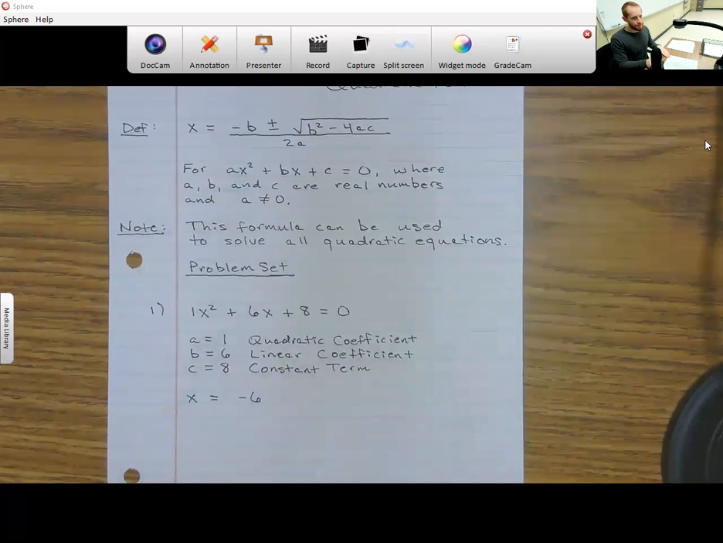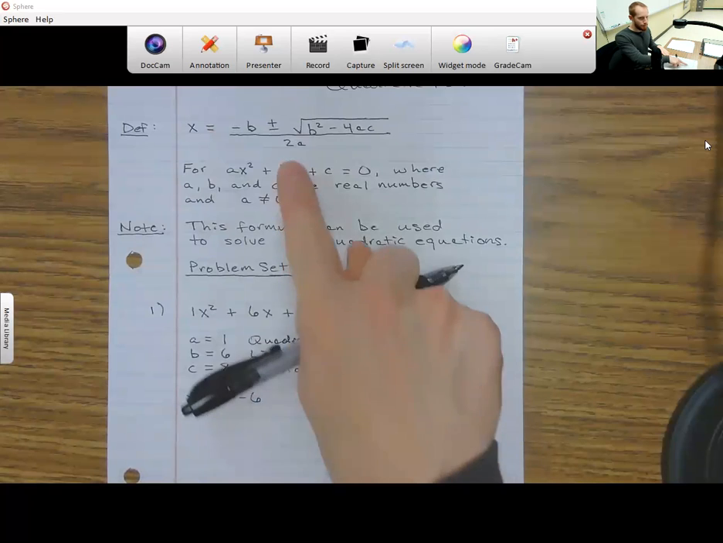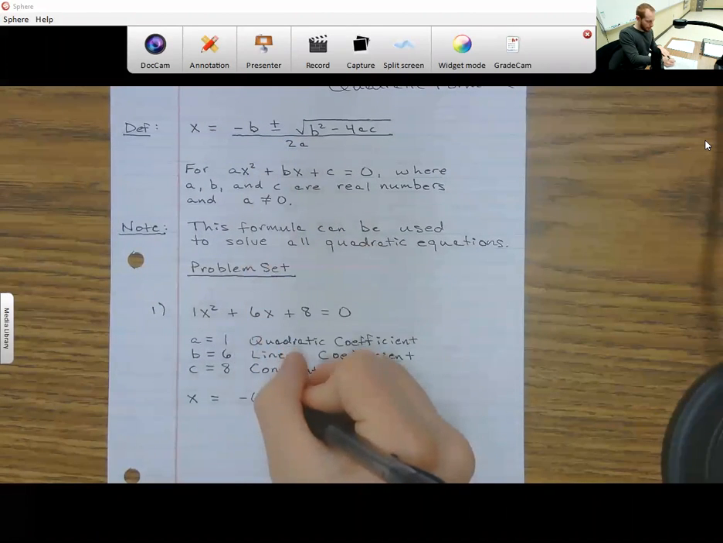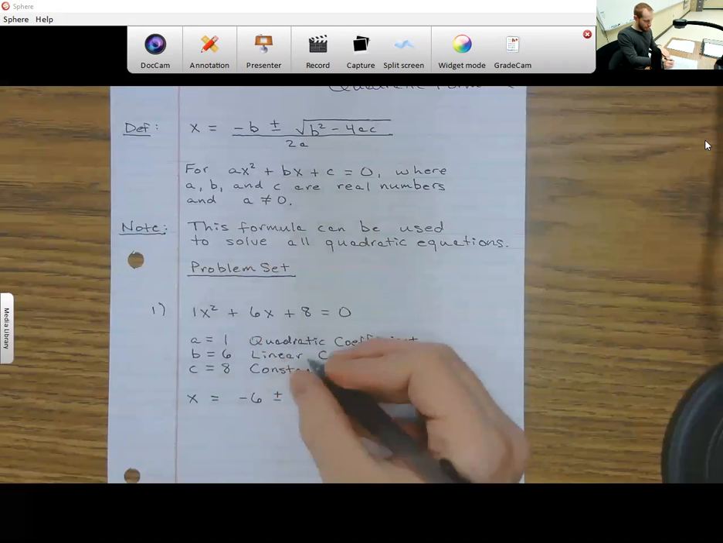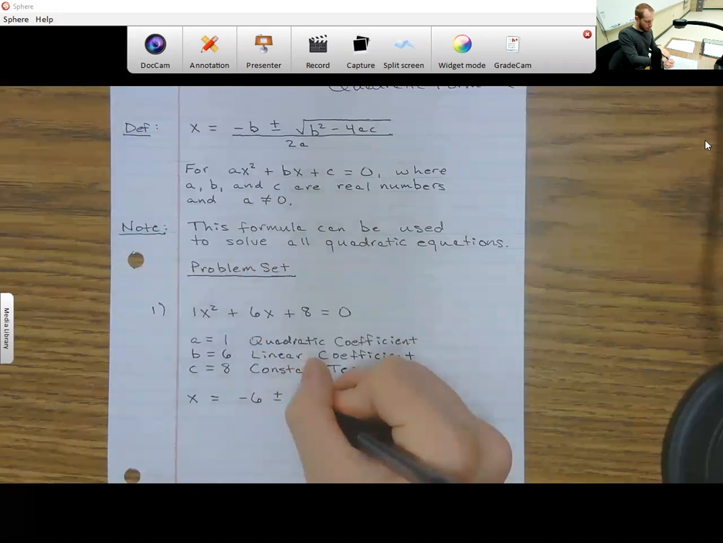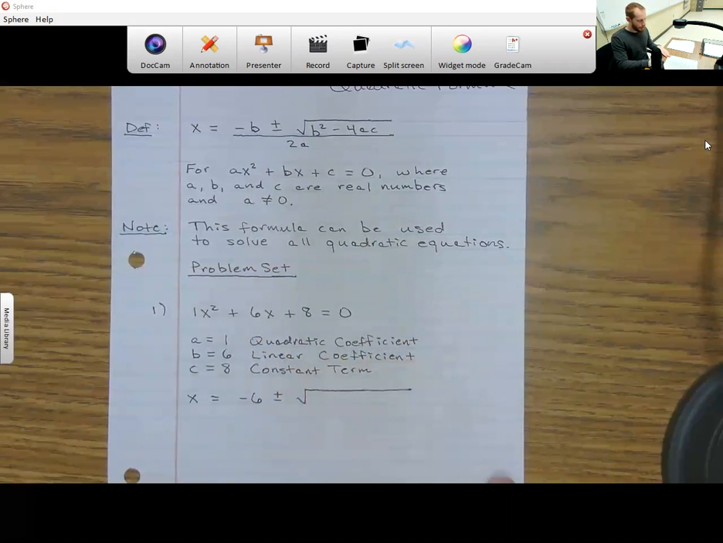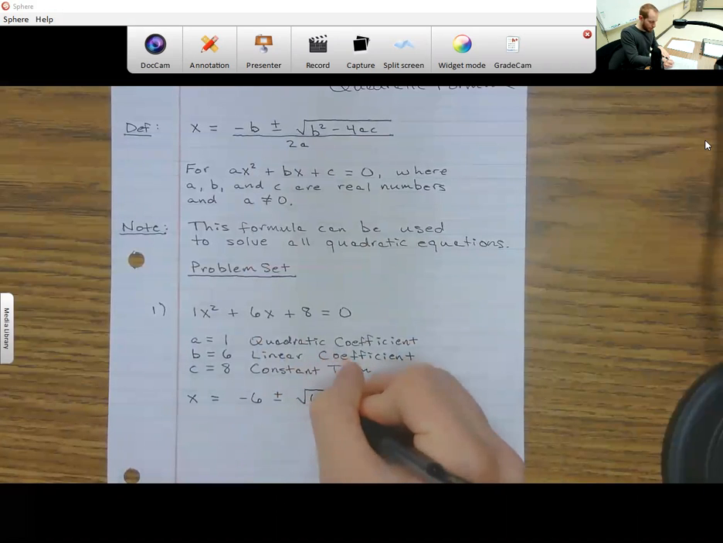And then after the negative b, I have a plus or minus, right? So I'm going to put the plus or minus down. And then I'm going to have the square root of what? B squared minus 4ac. Okay, so what is b? B is 6, right? So I'm going to have 6 squared.